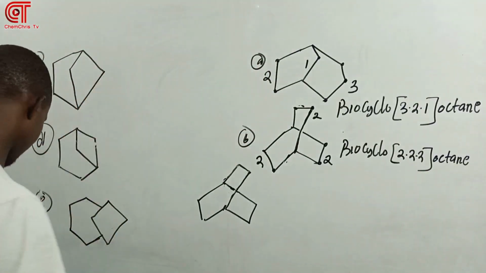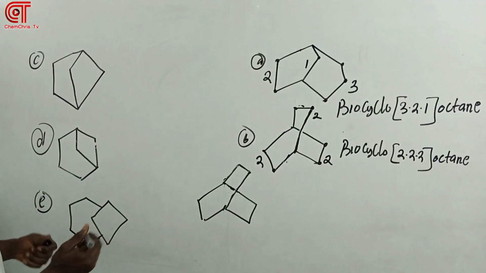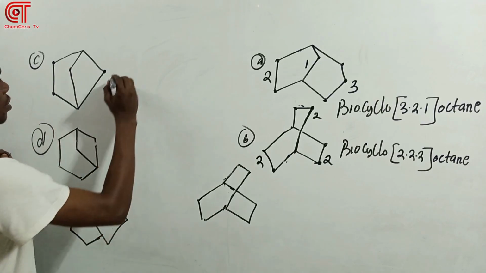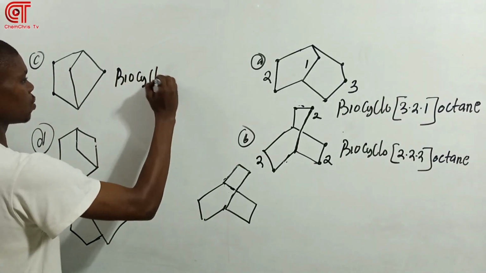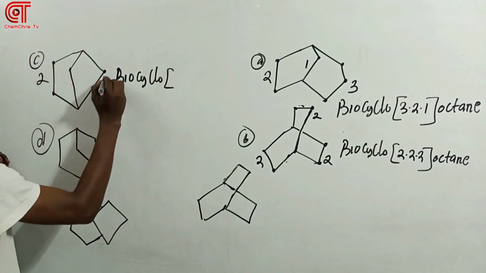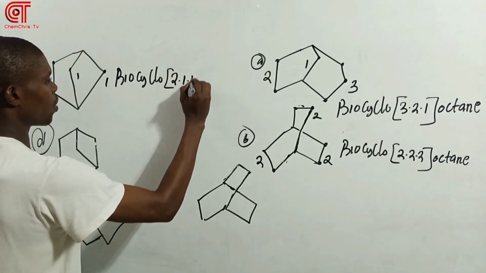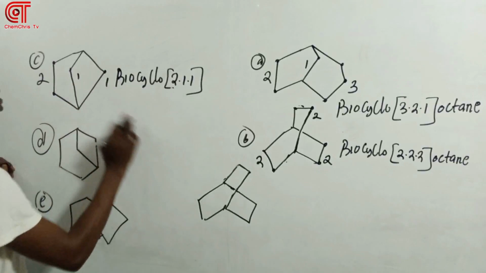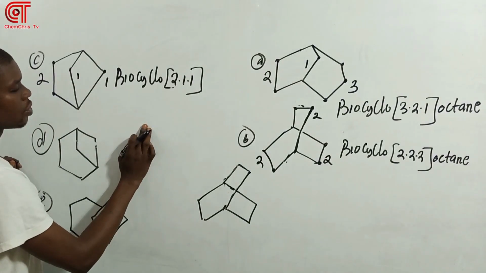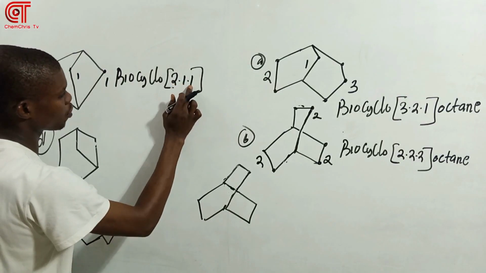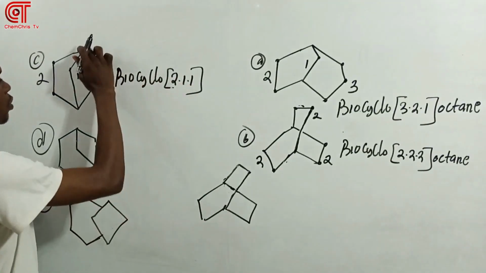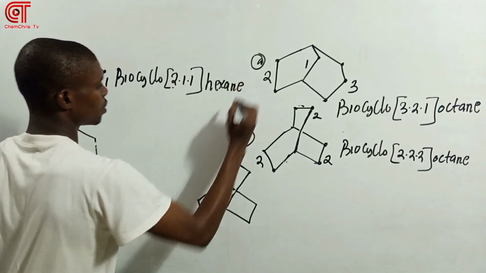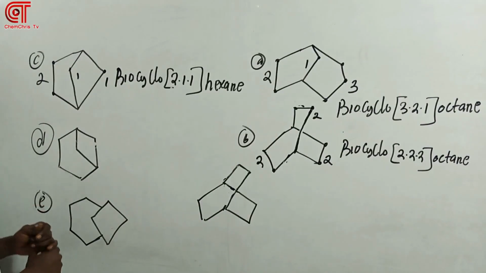So let's look at this one here. I believe you all can try some here. So here we have 1, 2, right? 1, 1. So it's going to be bicyclo. Here we have 2, 1, 1. 2 plus 1 plus 1 makes 4. Plus these 2 makes 6. So it's going to be hexane. You get that. That is it.